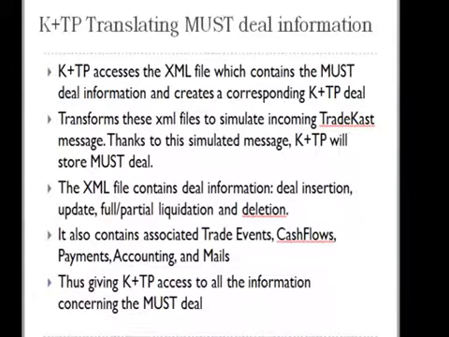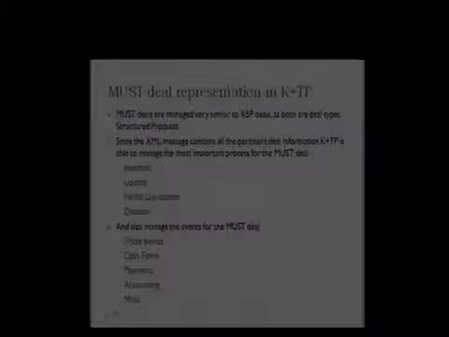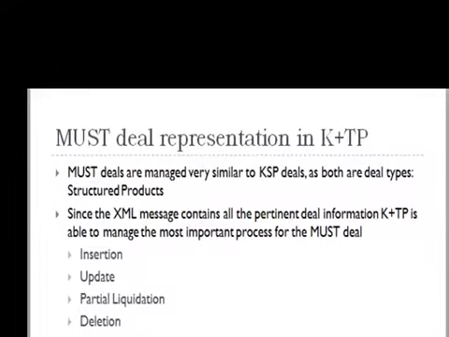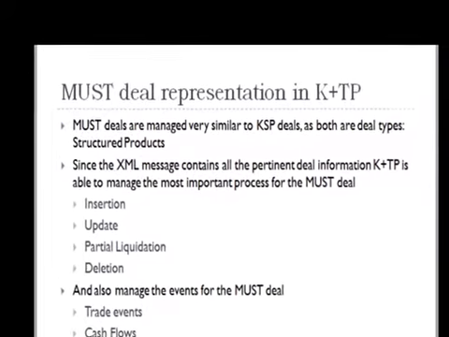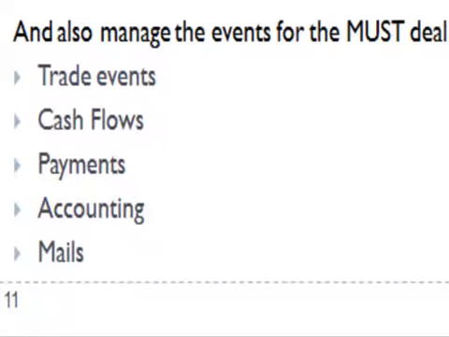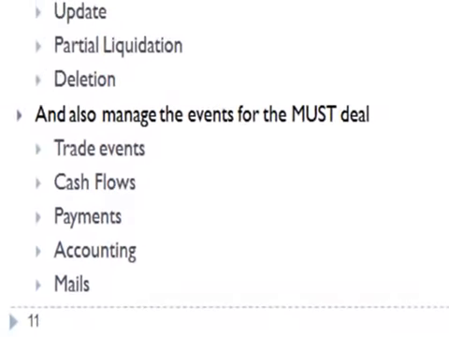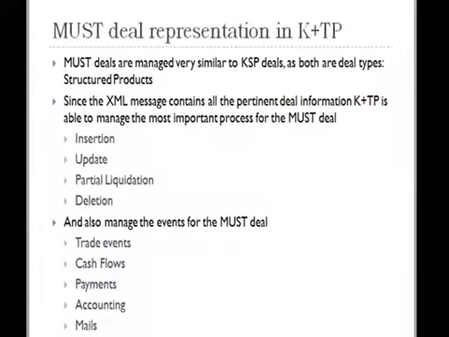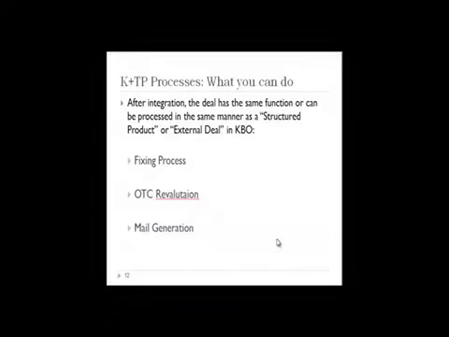The XML file contains deal information, deal insertion, update, full and partial liquidation, and deletion. It also contains information on associated trade events, cash flow, payment, accounting, and mails. You can run the fixing process, OTC reval, and mail generation, for example.